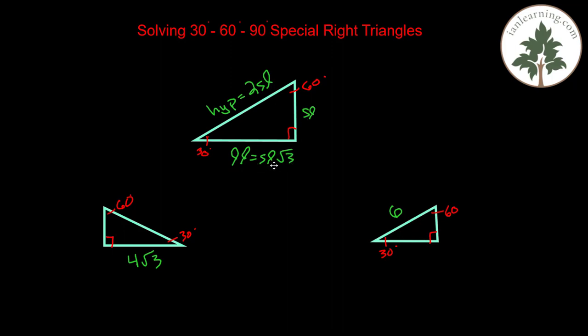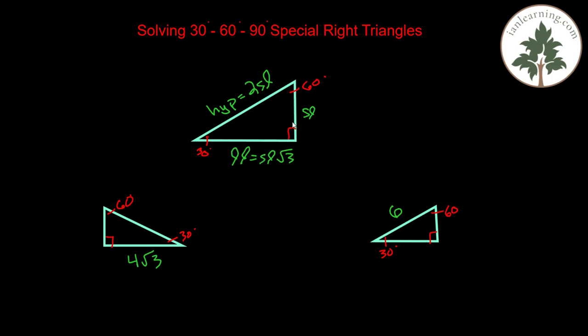And I know this might look a little complicated, but you're going to see it's really easy here in a second. And the hypotenuse, which is always directly across from the 90-degree angle, we're going to call the hypotenuse, but the ratio is going to be 2 times the short leg. So let's solve this triangle.